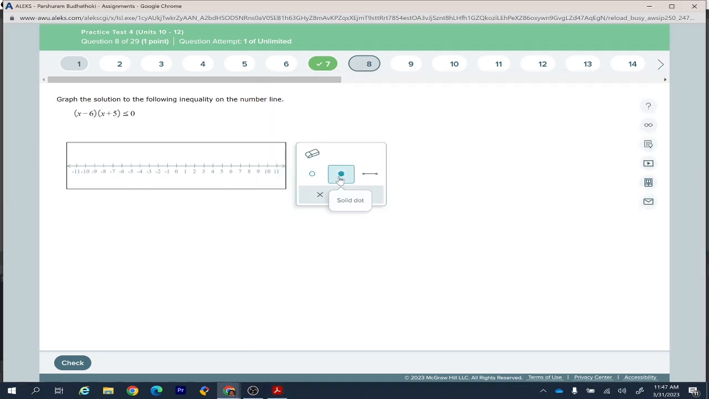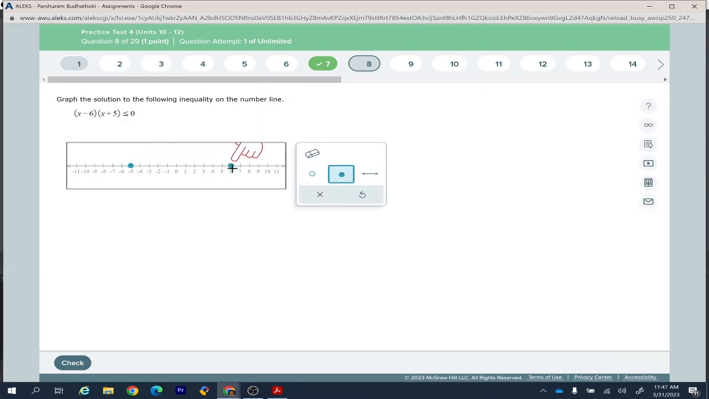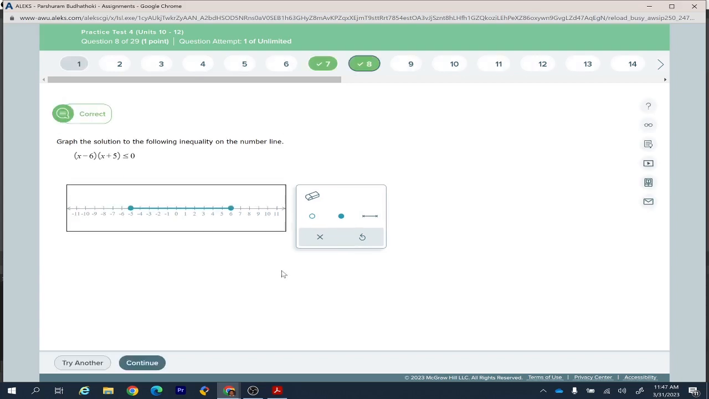So first of all, go here and use the solid dots at +6 and -5. We have to include these 2 points because of this equality sign. Okay, pick the line, and going from here to here, this is what you are looking for. You are not looking for this side. We are looking for this one only. Check. That's great.